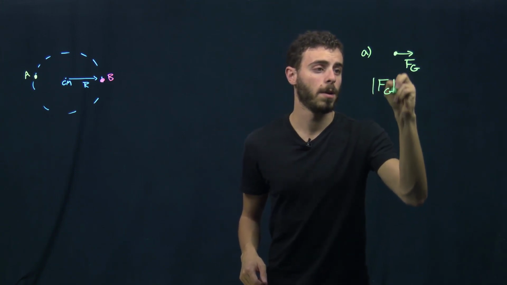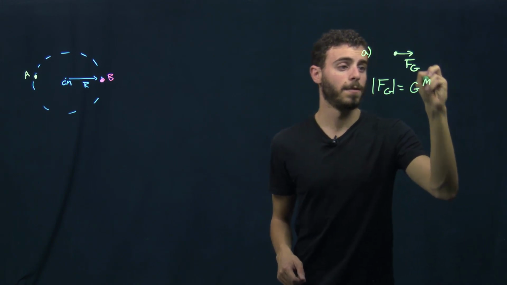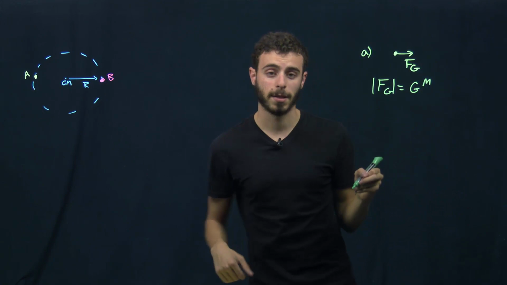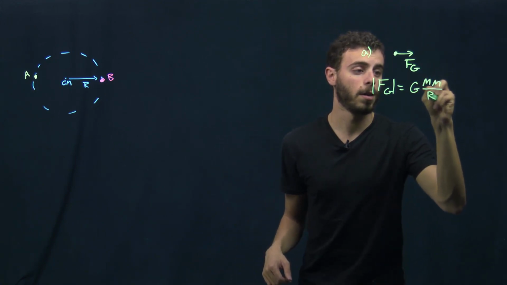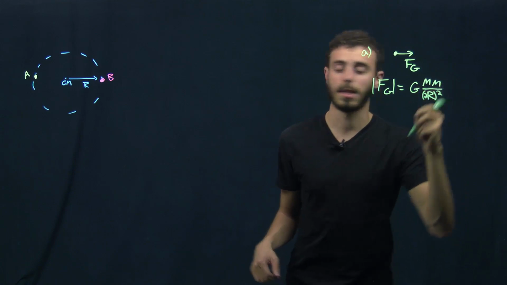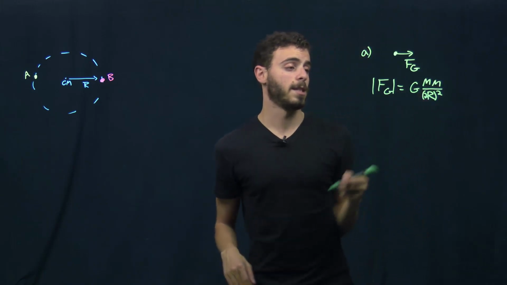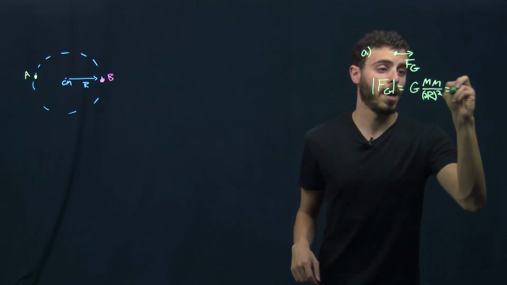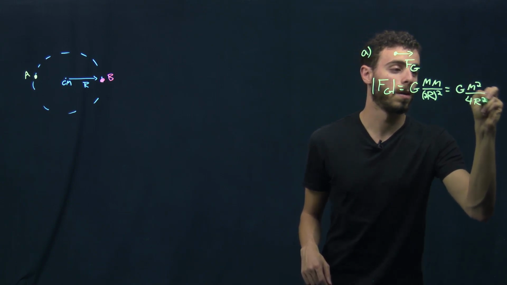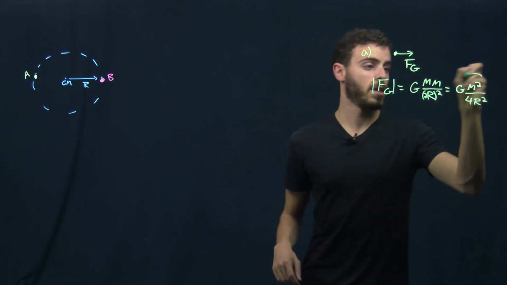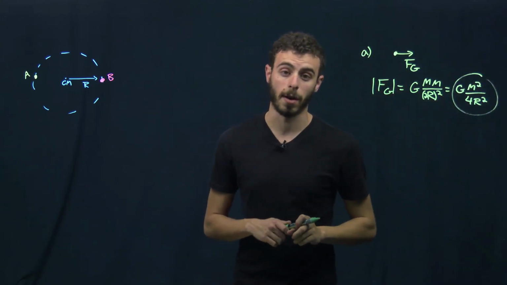We know our formula is big G times the mass of star A, which is the same as the mass of star B. So this will basically be mass times mass over, and in this case our distance of separation is 2 times the radius, and then this distance is squared. So we can go ahead and solve. The m's become m squared, and this will become 4r squared. So this here is our answer for part A. This will be the gravitational force acting on each star.